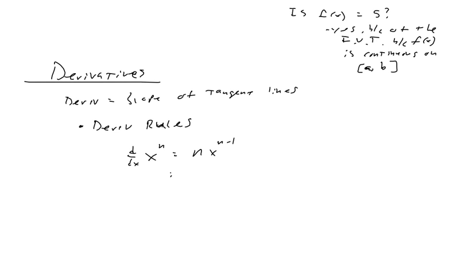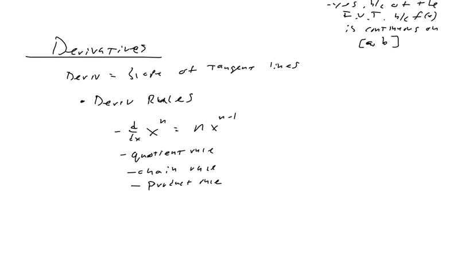I guess I'll just list the rules here. Oh goodness gracious! Stop it! Stop it! Quotient rule, chain rule, the product rule. What else? Those are the main ones. Power rule here. This is the power rule.